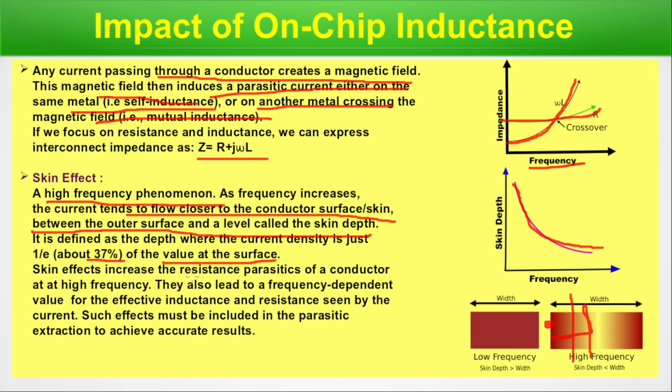Skin effect increases the resistance parasitics of a conductor at high frequency. It also leads to frequency dependent values for the effective inductance and resistance seen by the current. Such effects must be included in the parasitic extraction to achieve accurate results. So skin effect not only increases the resistance parasitics of a conductor, it also changes the effective inductance and resistance seen by the current. Here we are done with this slide, and let's move to the next slide.